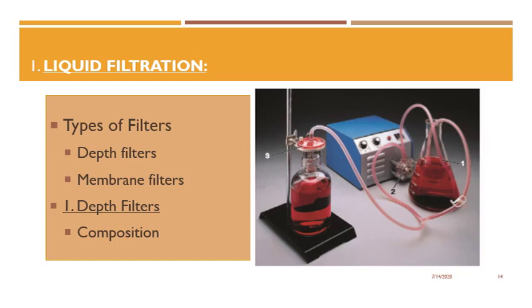If we discuss the composition of the depth filters, then we see that these types of filters are made of diatomaceous earth, which we also call Berkefeld filters, and also these are made up of unglazed porcelain, asbestos or some other similar materials. Class, unglazed porcelain is also known as Chamberland filters.